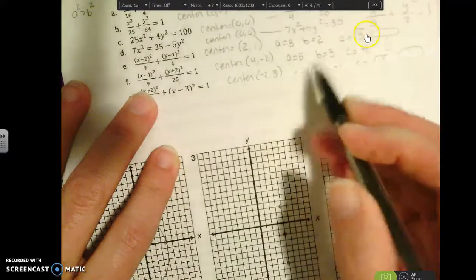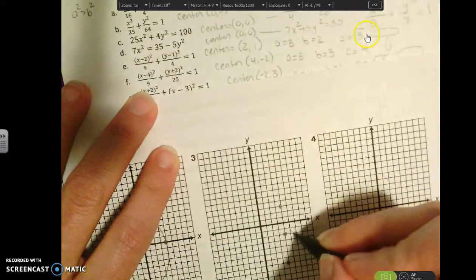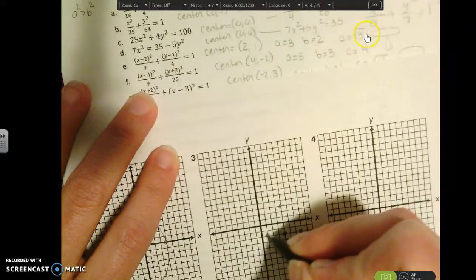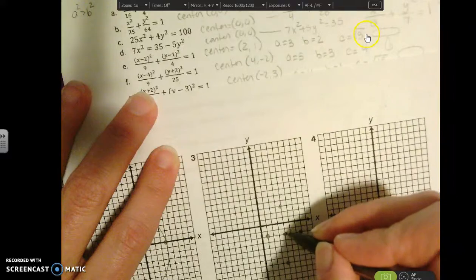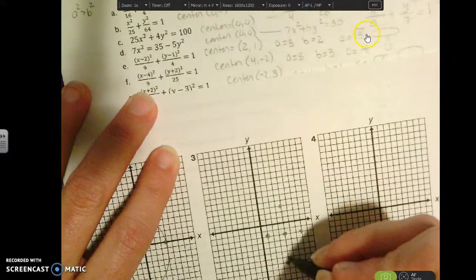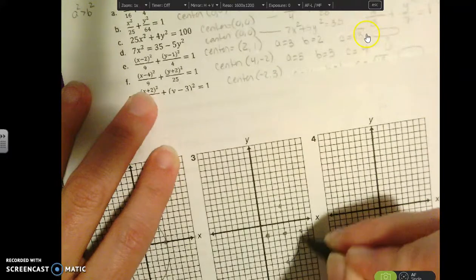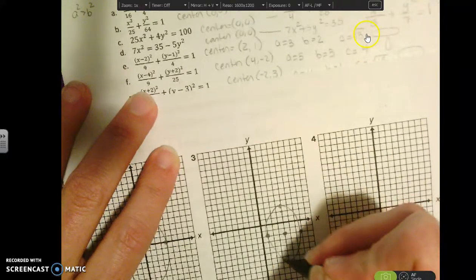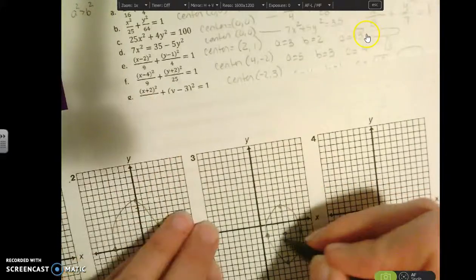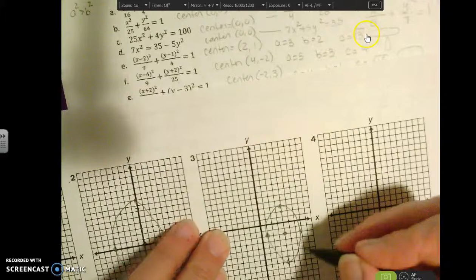And then we're going to plot our B value by going to the right 3 and to the left 3. And then our foci are going to go up 4 from here. So there's our foci, and our other foci is here. So here's our ellipse. Now if I asked you for the ordered pair, I can now get these ordered pairs without having to use the formulas.